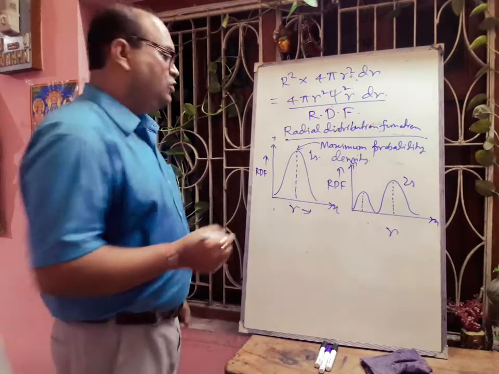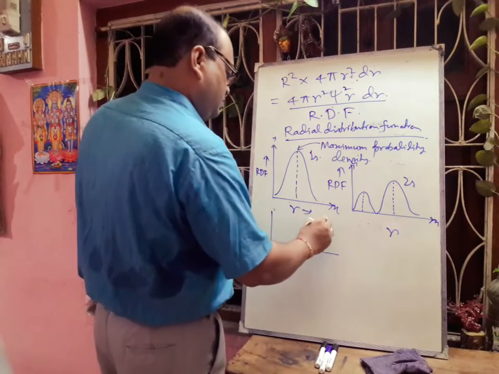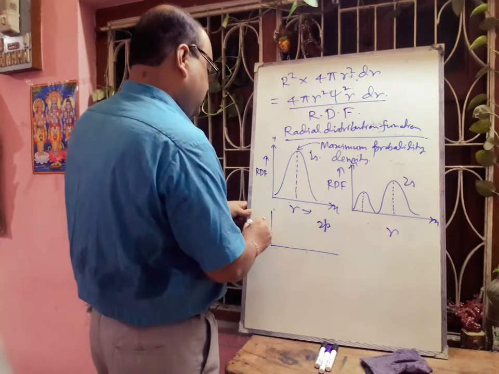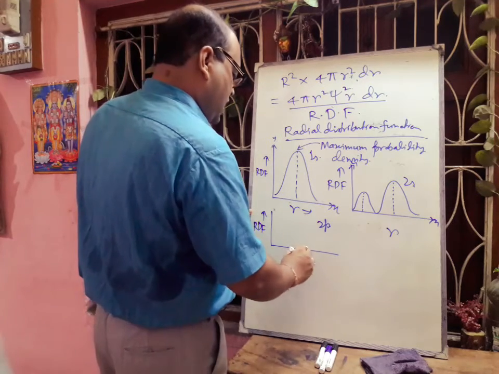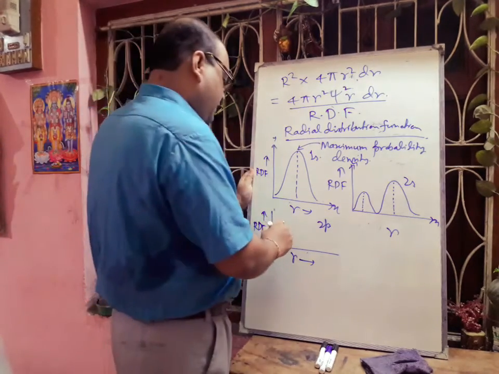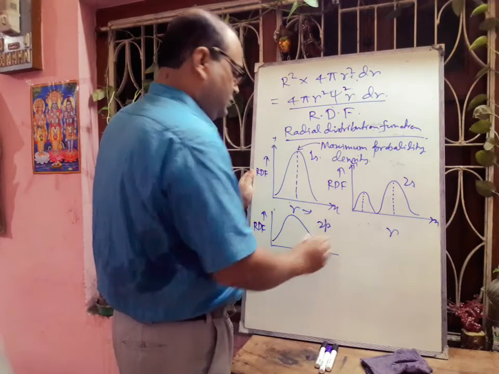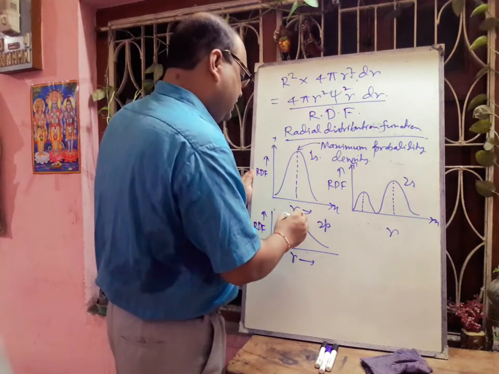Now in case of 2p, if this one is the RDF and this one is the r, then we will get the curve like this. This is the 2p and this is the maximum probability density.